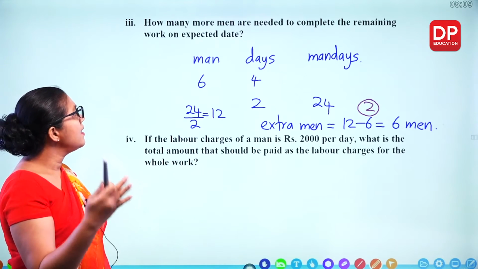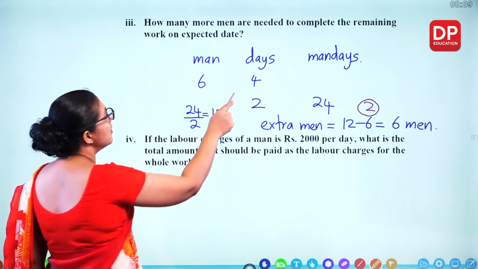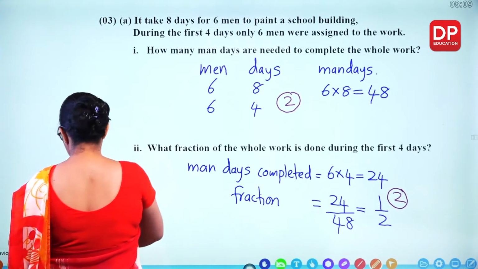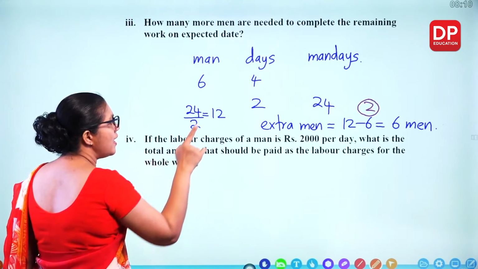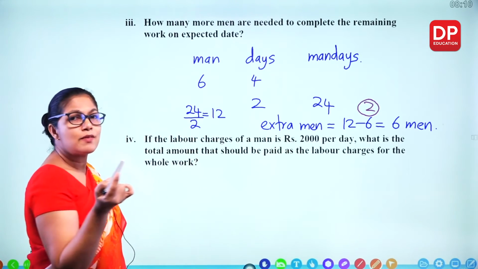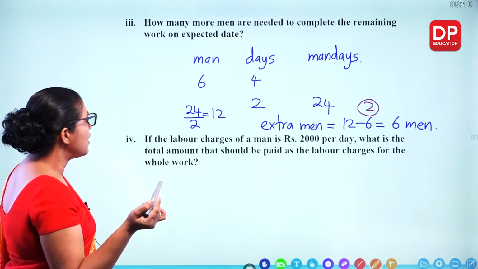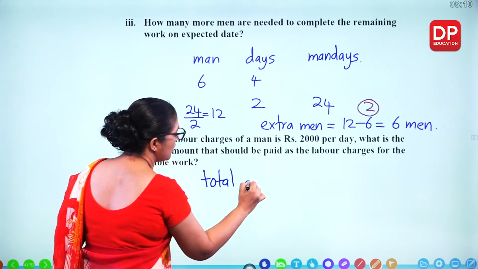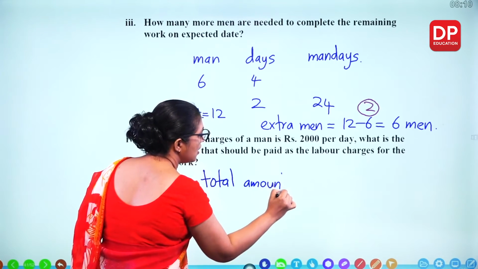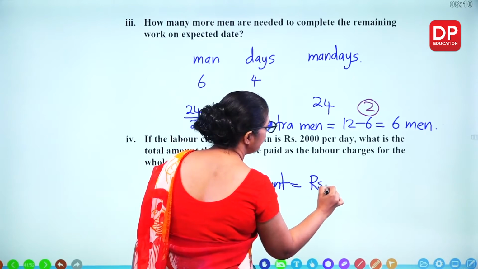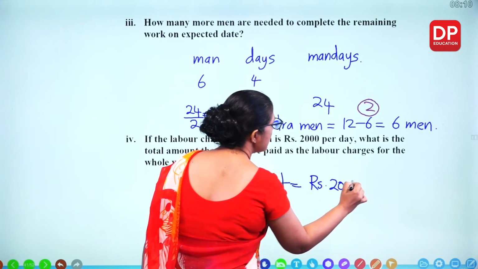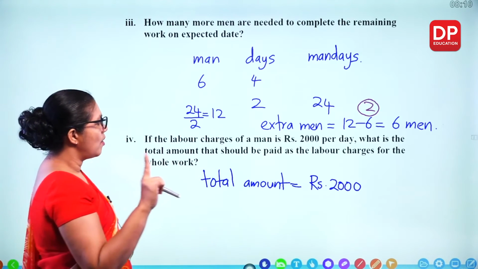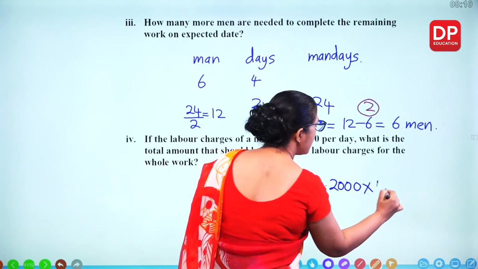Earlier 6 men and how many? 8 days. So 48 man days. So you have to multiply this by 2,000 to find out the total amount. Total amount. 2,000 is for one man, 1 day. So you need 48 man days.